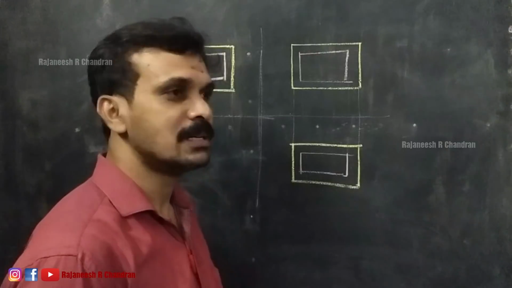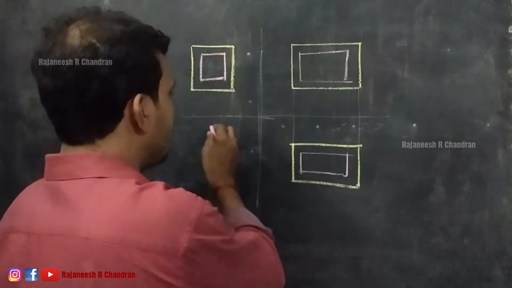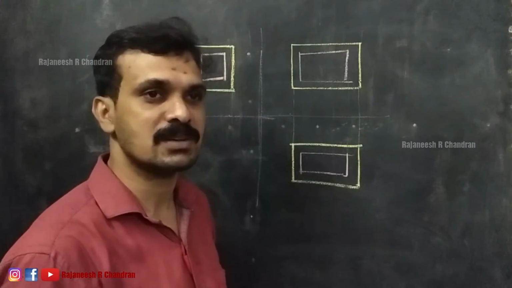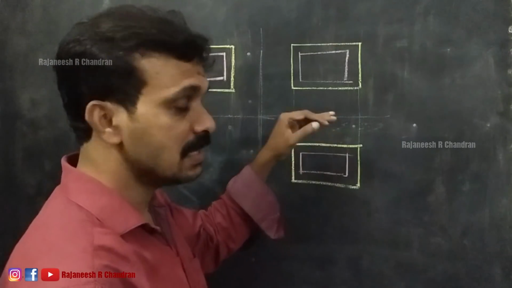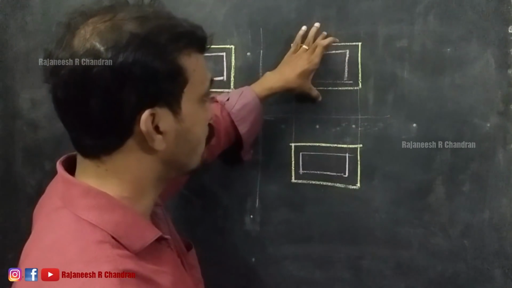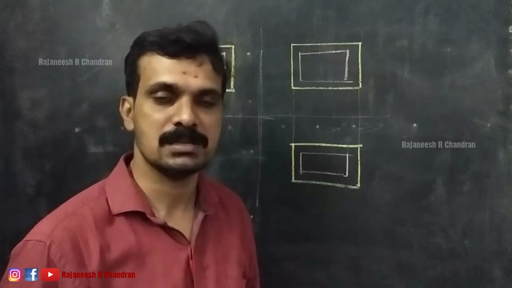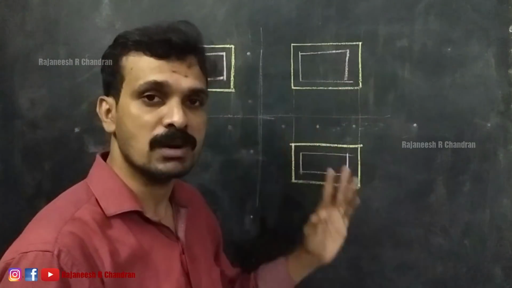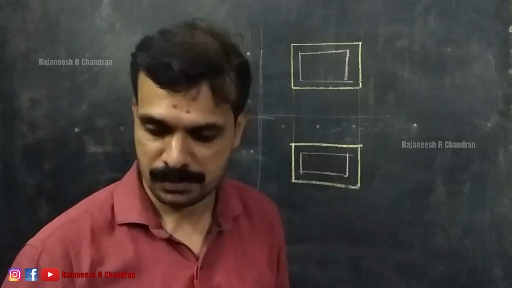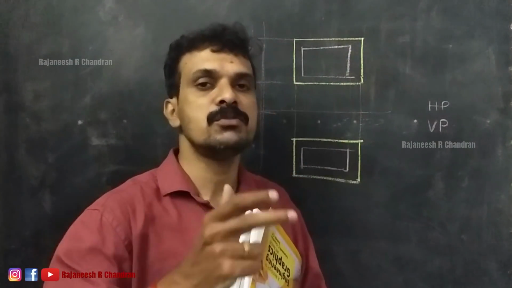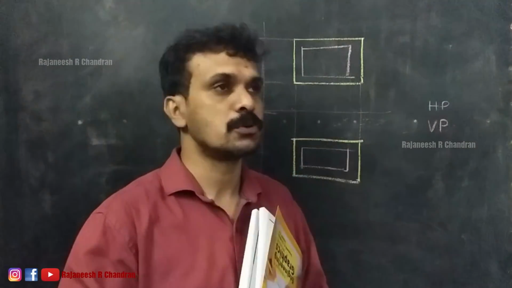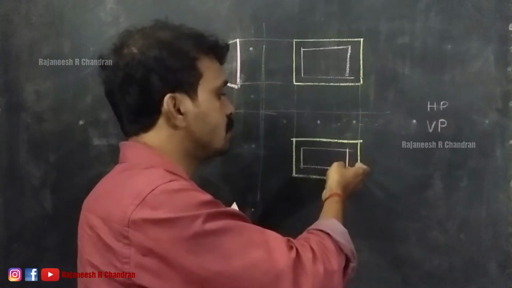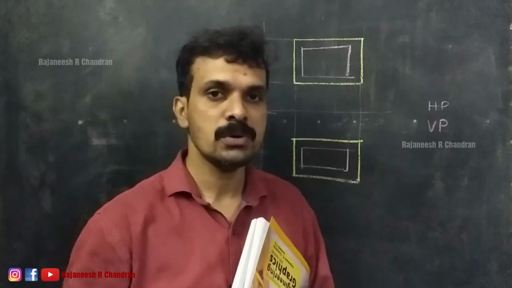Now I have told a new term, an XY line. What is that XY line? This XY line differentiates the front view and the top view. Right. Now, what is the front view? What is the top view? I will explain again. So now we have constructed the three views of a trapezoidal block. This is the front view, this is the top view, and this is the side view.